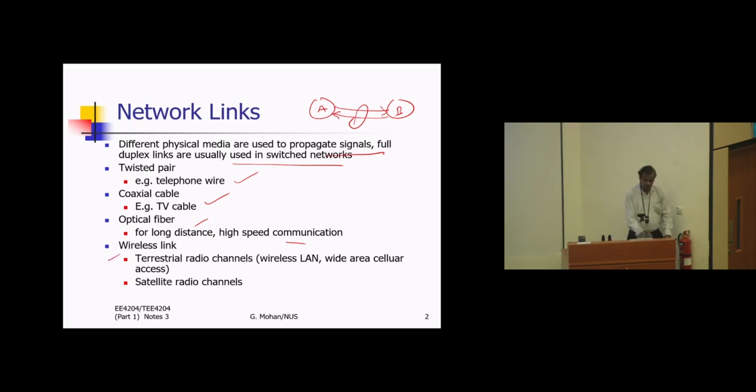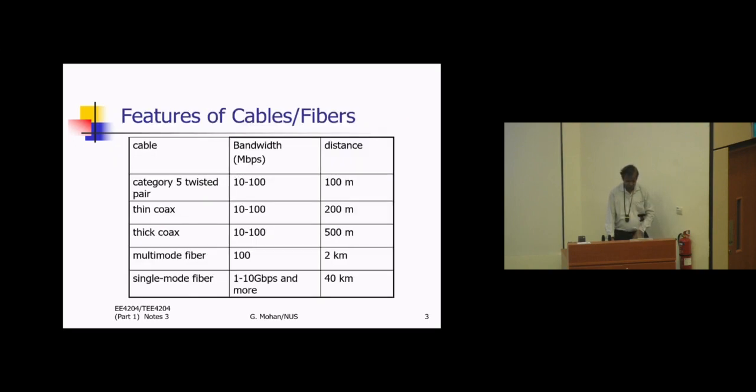We use wireless links as well to communicate between two nodes. The examples are terrestrial radio channels, maybe on the earth, wireless LAN, then cellular network. These are all examples of wireless communication. Similarly, we can also communicate through satellites, between countries, or as a backup if something fails on earth, we can use satellite as well for communication.